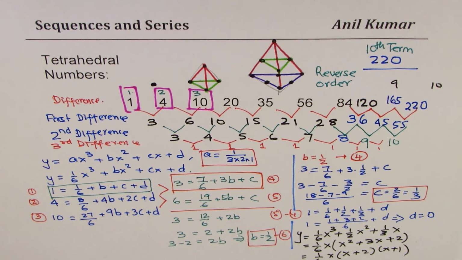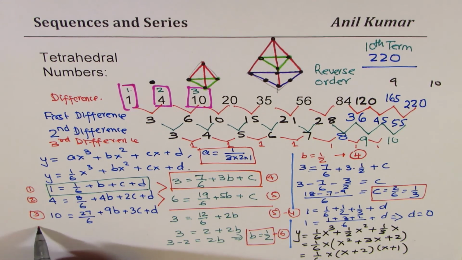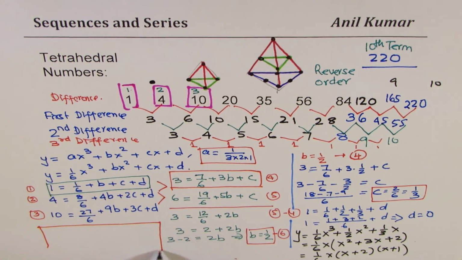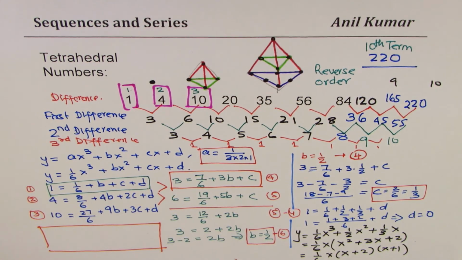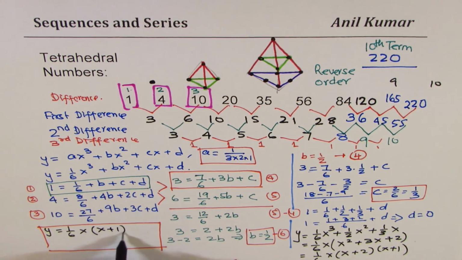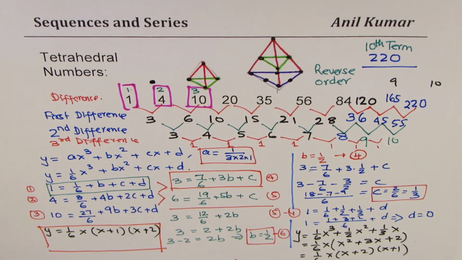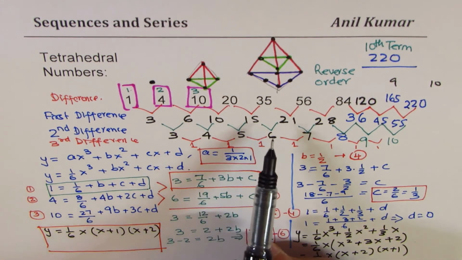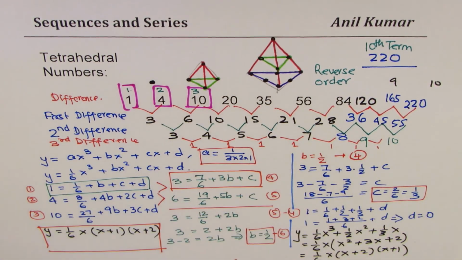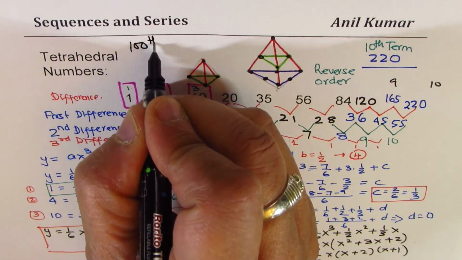So let me rewrite this formula here. So we get the value of y as equal to 1 over 6 x times x plus 1 times x plus 2. Do you get it? Perfect. So that is the formula you can always use to find the numbers in any pattern when we are talking about tetrahedral numbers. Now what is the 100th term?